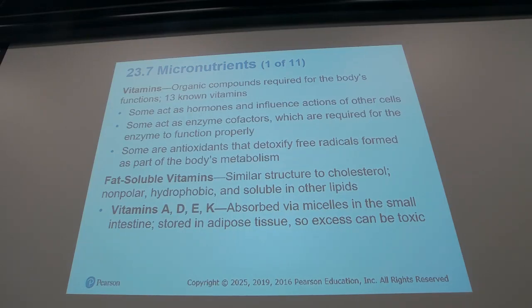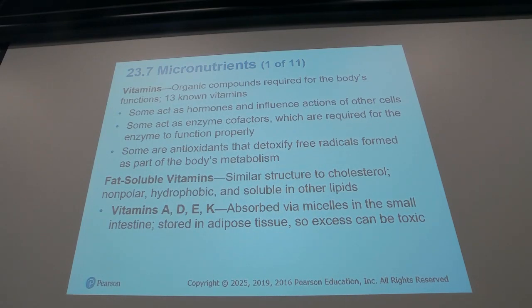Now, vitamins. We have 13 known vitamins. We have two major groups, fat-soluble and water-soluble. The water-soluble are the group B, and the lipid-soluble will be ADEK: A, D, E, and K. Now, these lipid-soluble vitamins can cause toxicity because they can be accumulated in adipose tissue.